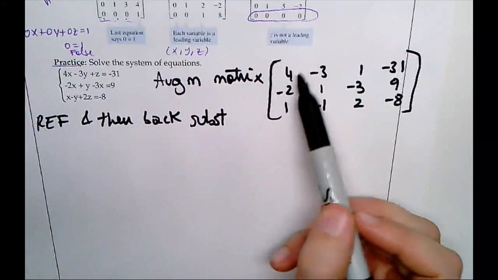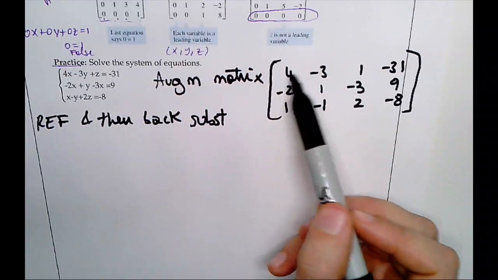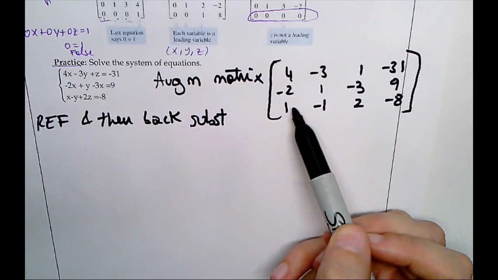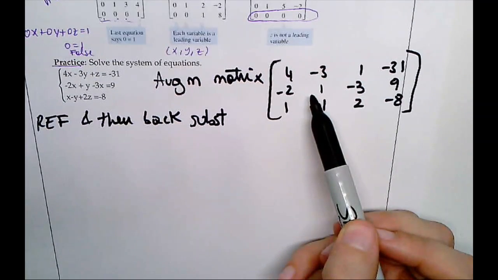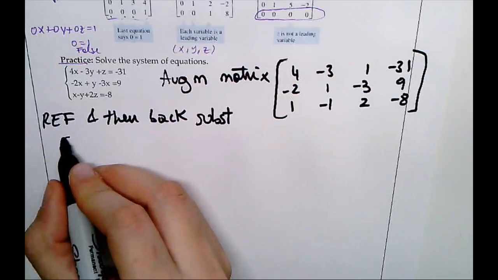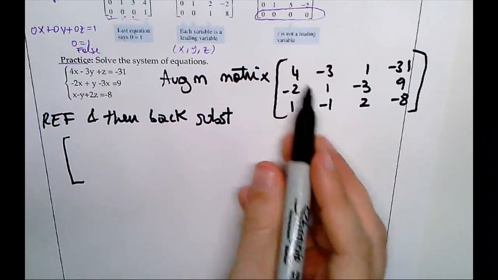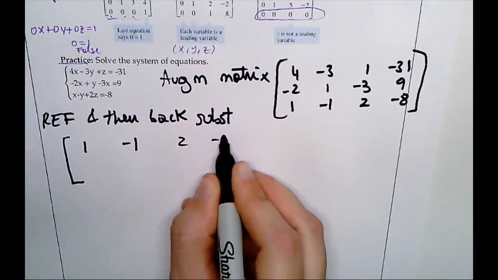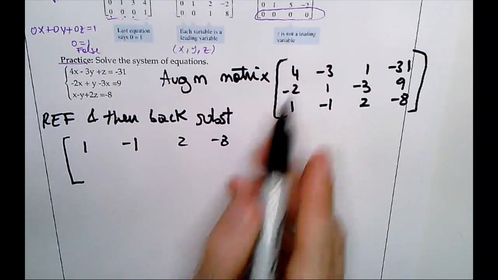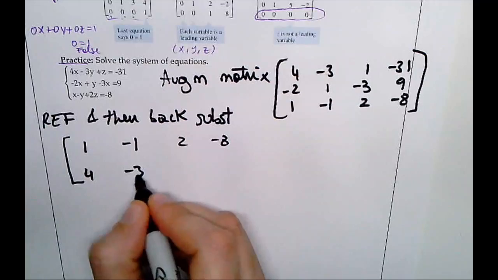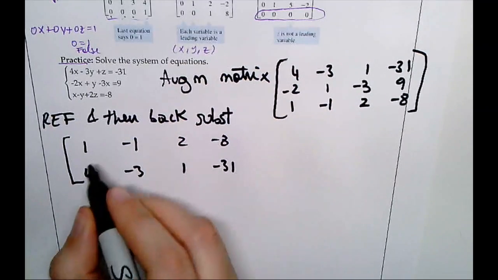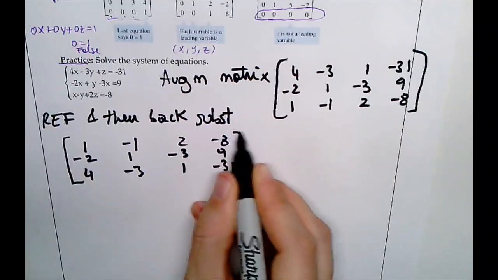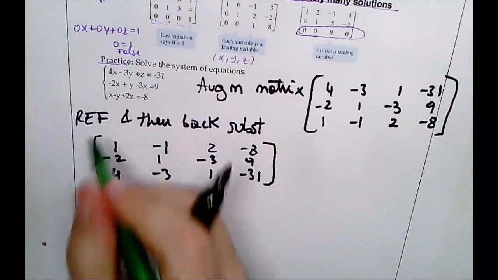Okay, so I need the leading entry to be a 1. Notice that the leading entry in row 3 is a 1, so I can swap row 3 and row 1. That's the first step. Instead of row 1, I'm going to put row 3, and instead of row 3, I'm going to put row 1. Row 2 stays the same: -2, 1, -3, 9. So my leading entry is a 1.